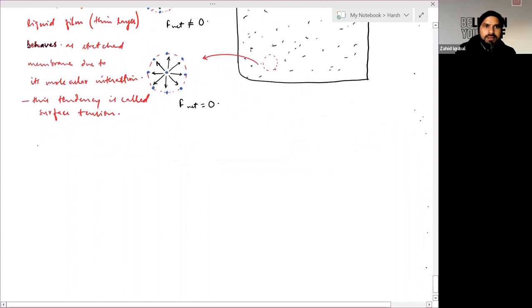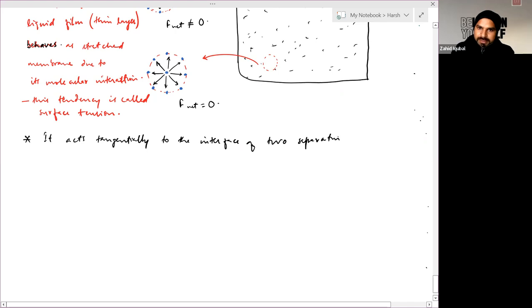In general, you'll say the surface tension acts tangentially to the interface of two separating mediums. When there are any two separating mediums or an interface, surface tension acts tangentially to that interface. I will define later what you mean by this. So we can say it acts tangentially to the interface of two separating mediums.